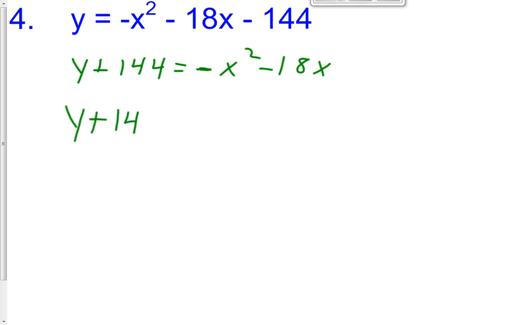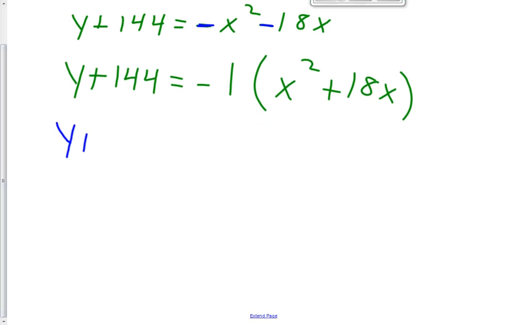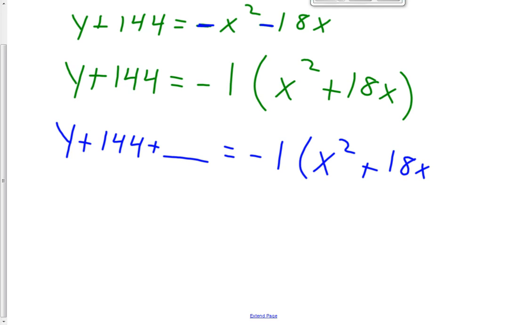So you still have y plus 144 on the left. That equals, take out the negative 1, and then you have a positive x squared and a positive 18x. Okay? You had to take a negative 1 out of this term and a negative 1 out of this term to make both of them positive. Hooray! Now you're ready to complete the square. So y plus 144 plus a blank, that equals a negative 1 times x squared plus 18x plus a blank.